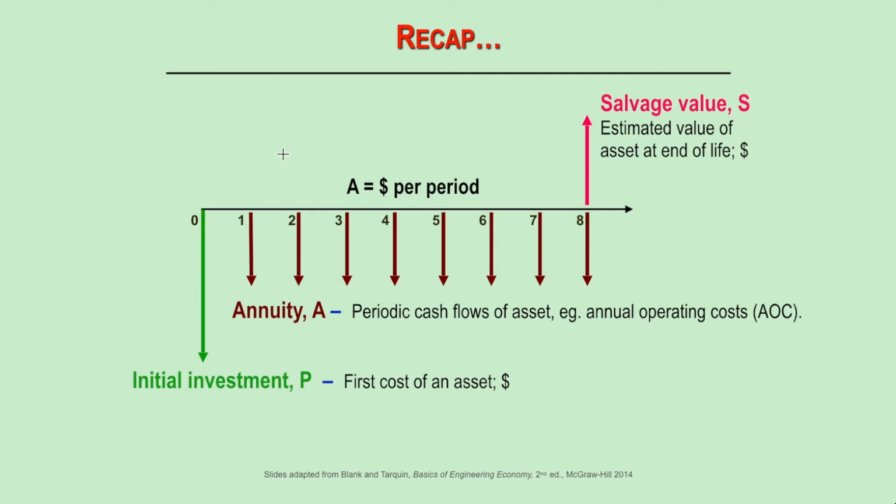Additionally, throughout the lifetime of the asset, there could be a series of periodic and uniform cash flows, which could be annual operating cost or annual maintenance cost of that asset. And that series of cash flows is shown here, which is labeled A, which stands for annuity.